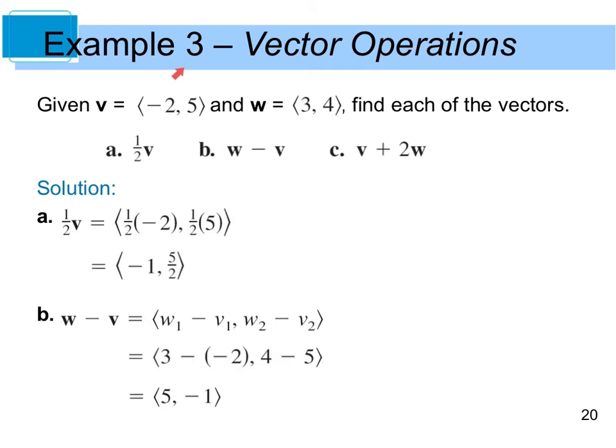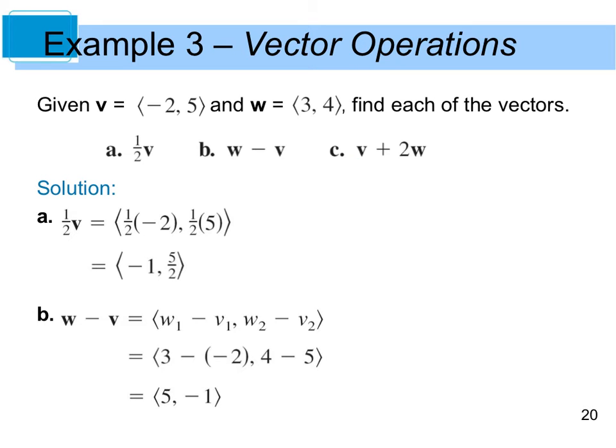All right, example 3, vector operations. So they're giving you vector v with some digits, vector w with some digits, and they want you to calculate out these 3 parts. So if I'm going to have 1/2 v, I'm just going to take half of each of the components. So I'll have -1 and 5/2. If I'm going to subtract, I'm going to subtract the components. W is first in my subtraction, so W sub 1 is first. So then I'm going to say 3 minus the -2. 3 minus the -2 is 5. 4 minus the 5 is a -1. And again, notice the angle brackets indicating that it's a vector component.